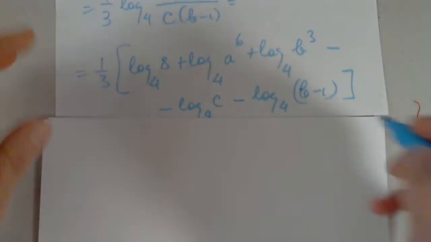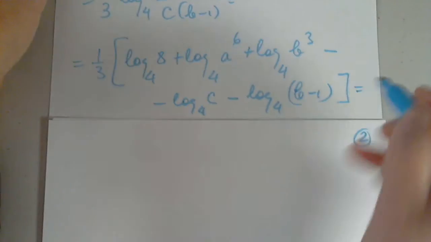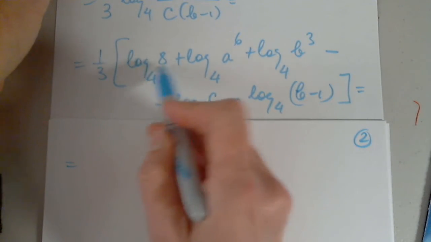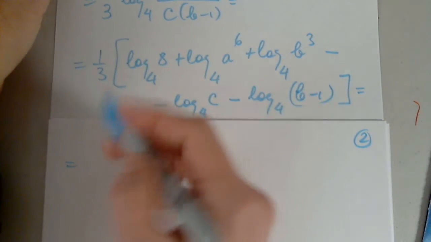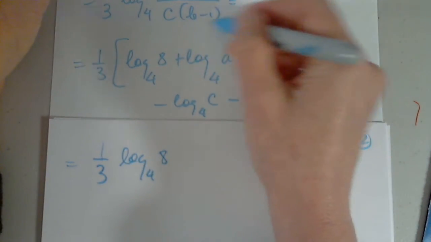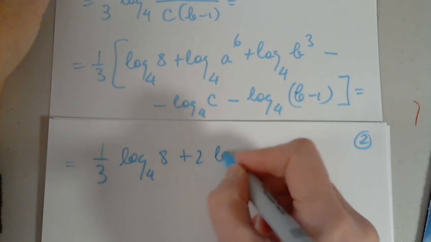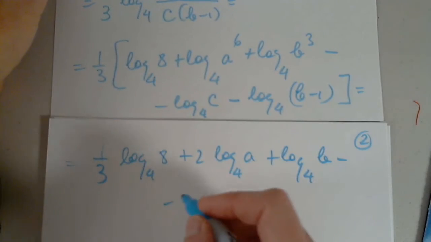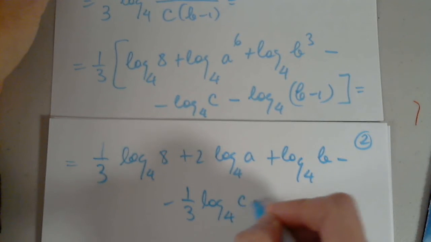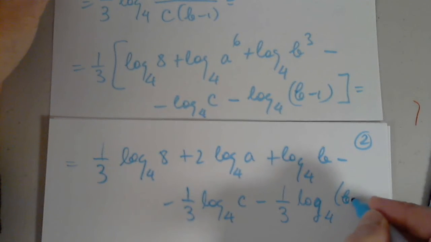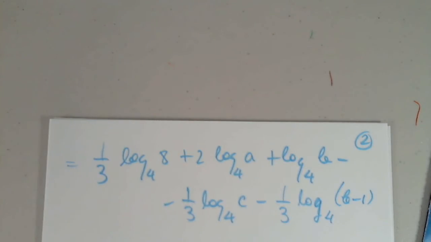Next, I know that I cannot simplify this, so I will have to distribute 1/3 log base 4 of 8. Here I can put 6 in front divided by 3, so plus 2 log base 4 of a. With the 3, the 3 will disappear. Log base 4 of b minus 1/3 log base 4 of c minus 1/3 log base 4 of b minus 1. And this is the final answer.